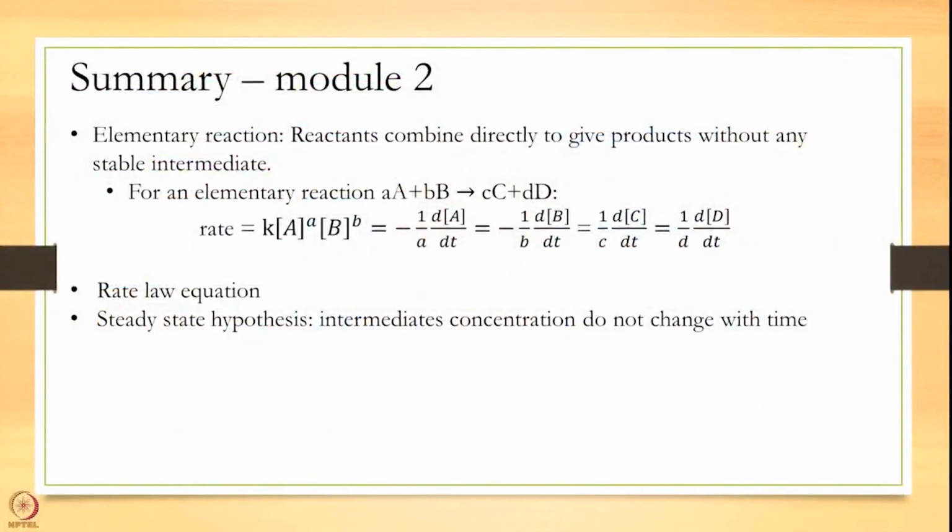So, in summary, what we have looked at today is what an elementary reaction is, how to combine these elementary reactions to give a reaction mechanism, and how to write rate law equations. And if we want to solve using the rate law equations for the net rate of a given complex reaction, we use what is called a steady state hypothesis. So, we end here and we will move on to calculating rate constants as a function of temperature in the next module. Thank you.